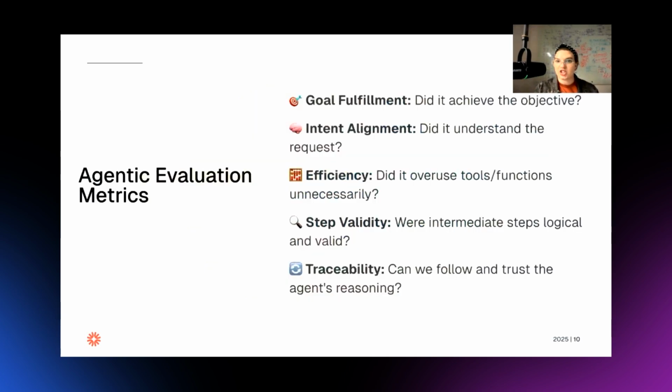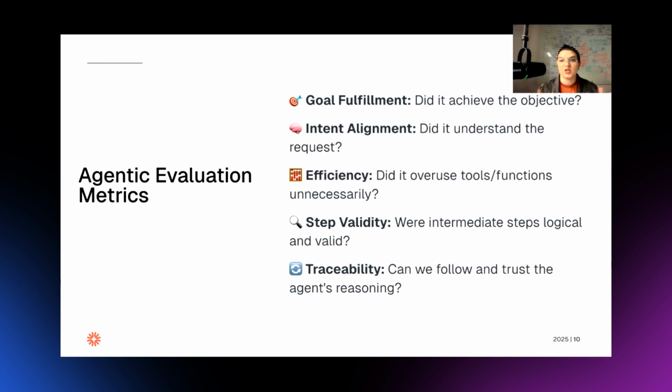So when we're talking about agent experiences, we often think about new ways of approaching it. Goal fulfillment, did it achieve the objective? Did your customer success bot actually drive true understanding, or did it drive someone away and drive them to their competitor? Intent alignment, did it understand the request? Efficiency, and this is one that I love, actually, even for the building process of agents. Did it overuse the tools or functions unnecessarily? Like, how is it calling those tools? Is it getting stuck in a loop? Step validity, were the steps logical?